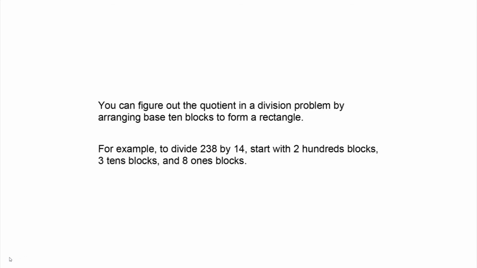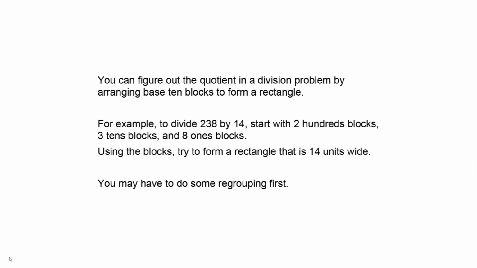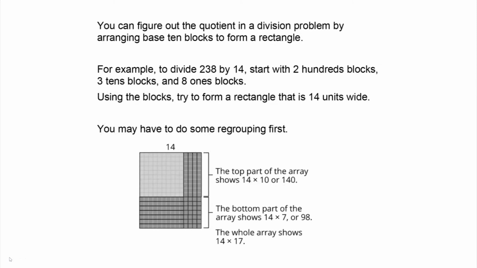You can figure out the quotient in a division problem by arranging base 10 blocks to form a rectangle. For example, to divide 238 by 14, start with 2 hundreds blocks, 3 tens blocks, and 8 ones. Using the blocks, try to form a rectangle that is 14 units wide. You may have to do some regrouping first. Here you can see the solution.